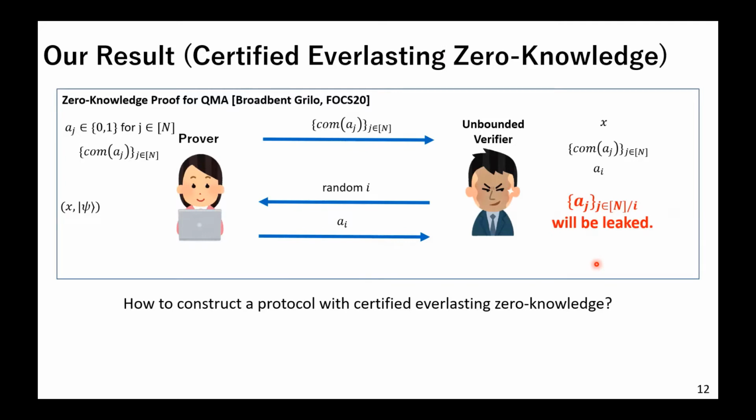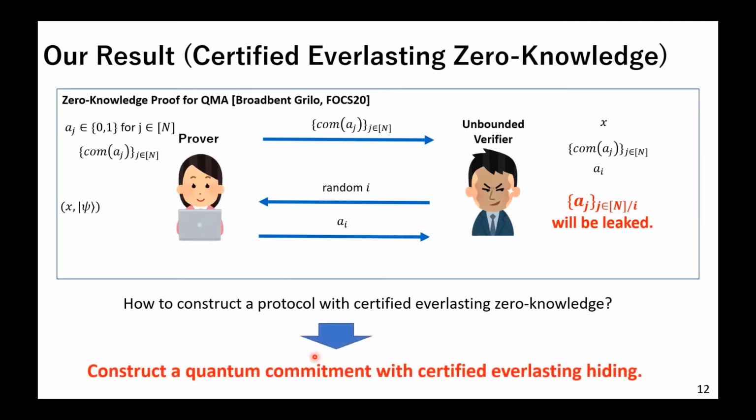To resolve the problem, in our work, we introduce a new quantum commitment with a new hiding property, which we call certified everlasting hiding. In this hiding, a malicious receiver can issue a certificate which shows that he deletes the quantum commitment. When the certificate is valid, even if the receiver's computing power becomes unbounded after that, he cannot obtain the information of the committed value. In our work, we construct a quantum commitment with statistical binding and certified everlasting hiding from an ordinary classical commitment with statistical binding and computational hiding in the quantum random oracle model.